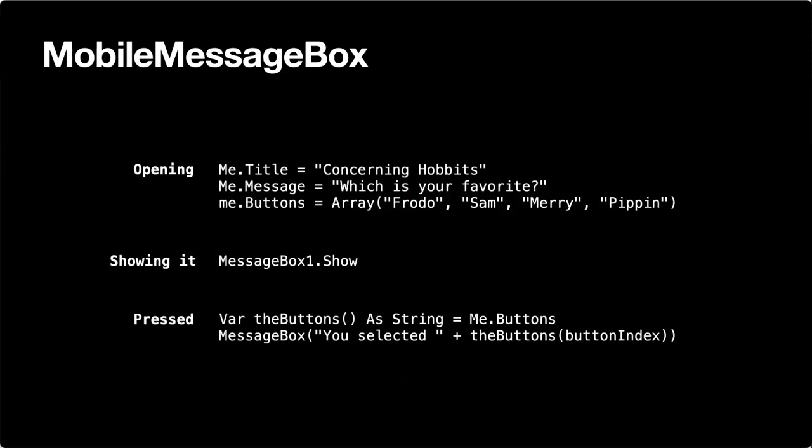You can see that in the second line down there for pressed. Basically, you just get the buttons from the buttons property, create an array, and then you can see which button the user pressed by looking at the button index. So that's what's causing those screens to come up and say, if I press Frodo, then I have a message box that pops up and says, you selected Frodo. So mobile message box will do a lot for you that a regular message box will not do.